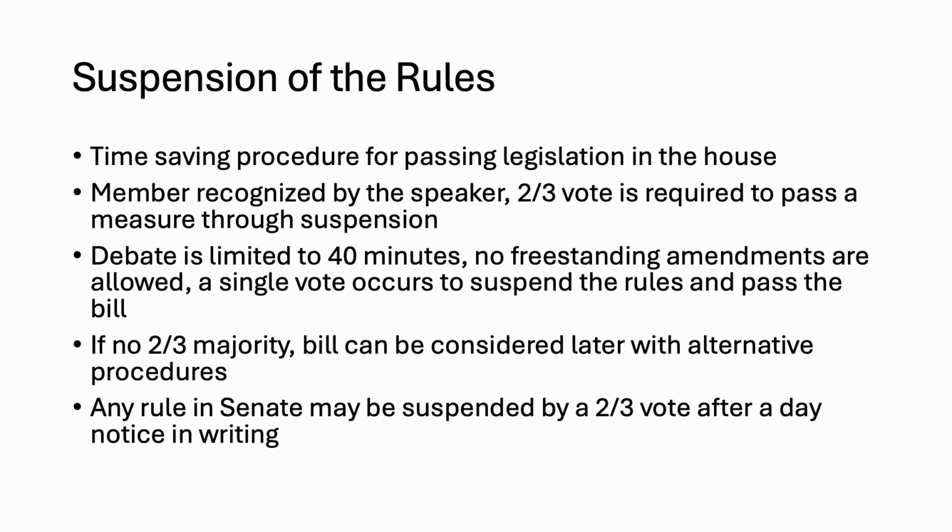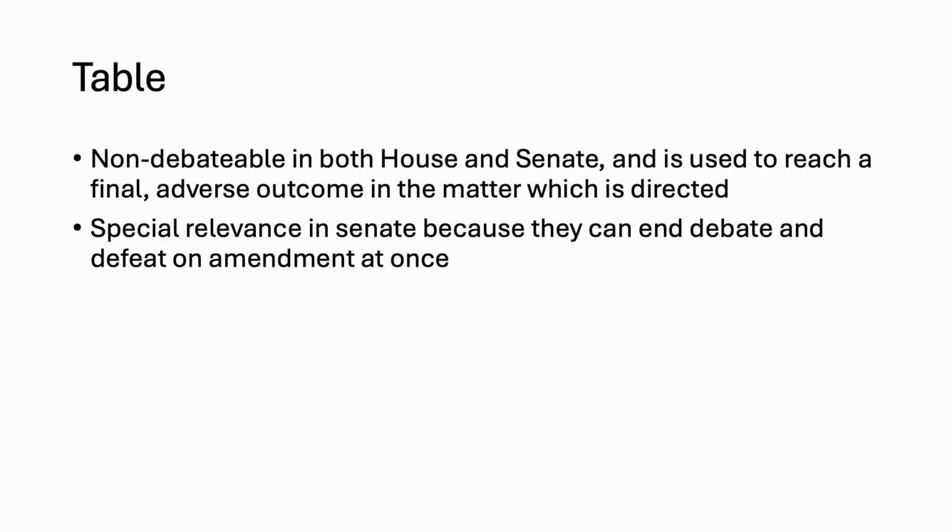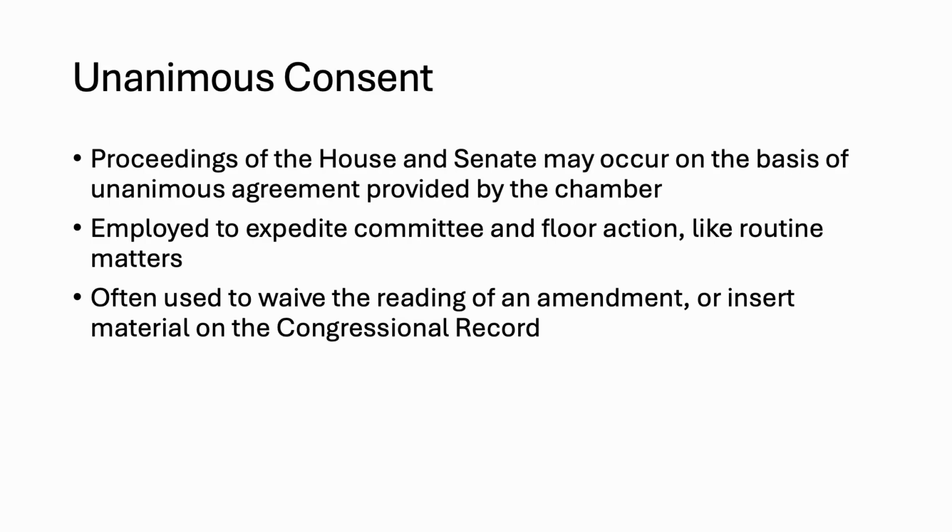Any rule in the Senate may be suspended by a 2/3 vote after a day's notice in writing. Table. Non-debatable in both House and Senate, and is used to reach a final adverse outcome in which the matter is directed. Special relevance in the Senate because it can end debate and defeat an amendment at once. Unanimous consent. Proceedings of the House and Senate may occur on the basis of unanimous agreement by the chamber, employed to expedite committee and floor action on routine matters, often used to waive the reading of an amendment or insert material in the Congressional Record.